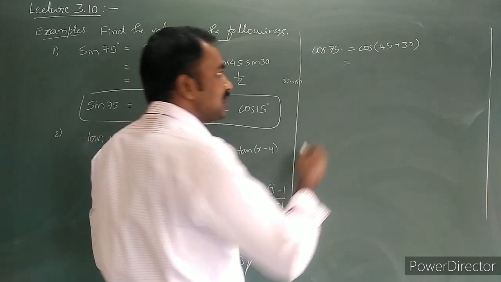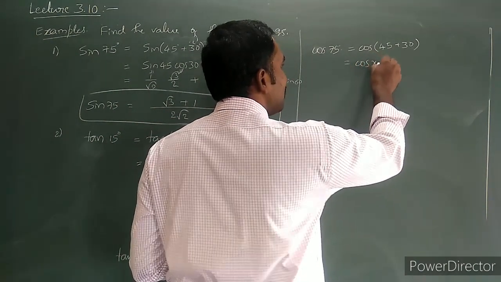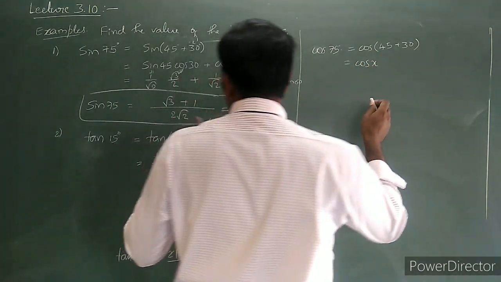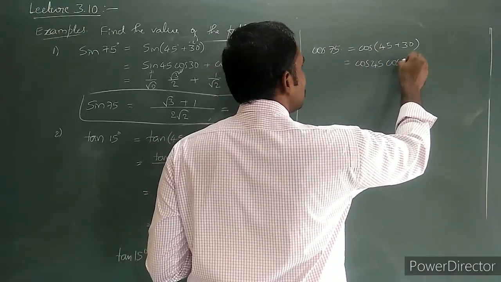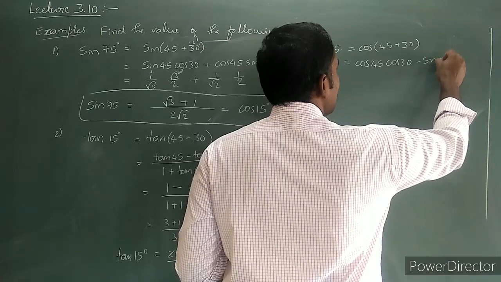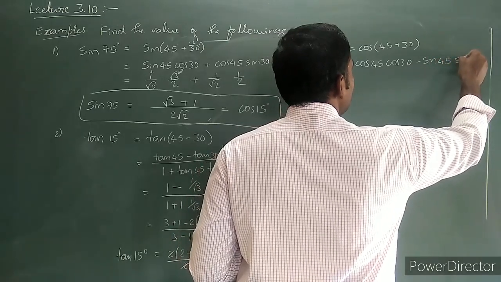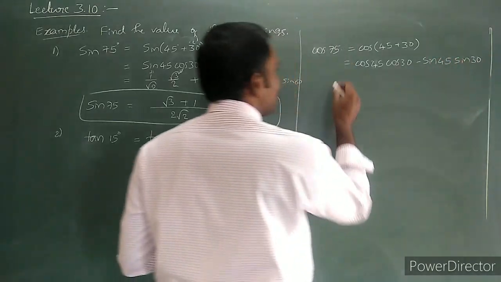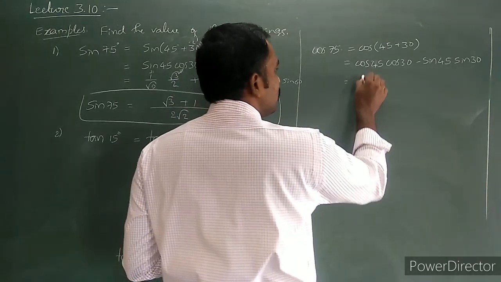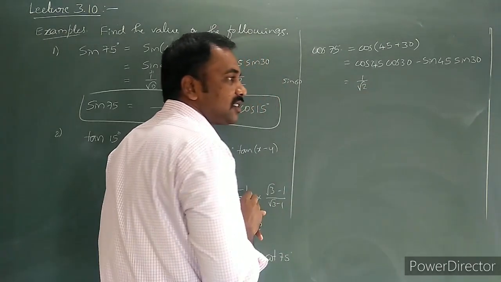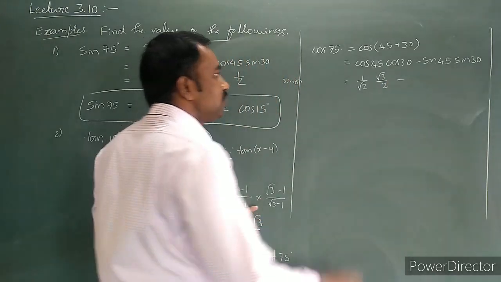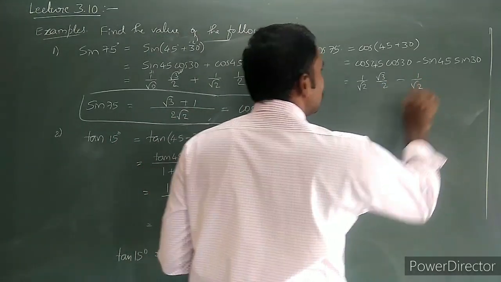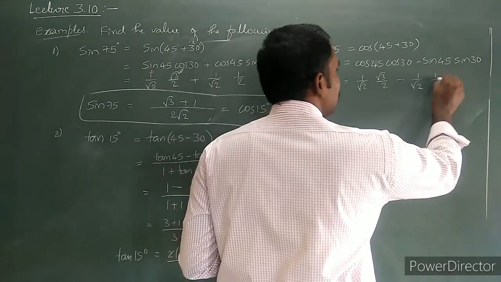What is the cos of x plus y? Cos x cos y minus sin x sin y. So that is cos of 45 cos of 30 minus sin of 45 into sin of 30 degree. What is the cos 45? 1 by root 2. Cos of 30 is root 3 divided by 2, minus sin 45, which is 1 by root 2, into sin of 30, which is 1 by 2.